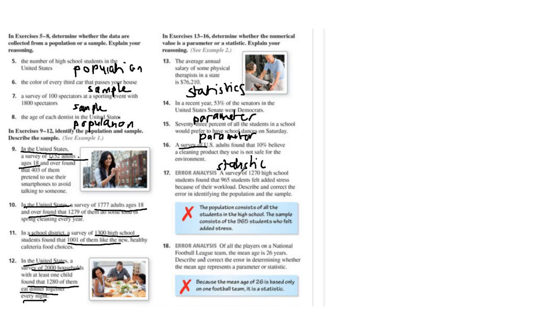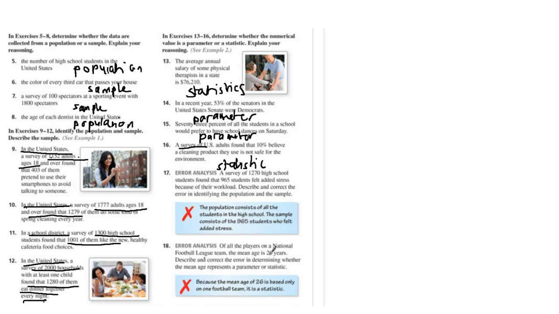So, error analysis. 1,970 high school students found that 965 felt added stress because of their workload. So the population is all the students in high school, correct? The sample is 965 students, wrong. It's not 965 students. The 965 students who felt added stress are part of the sample, but the whole sample is 1,970 high school students, right?